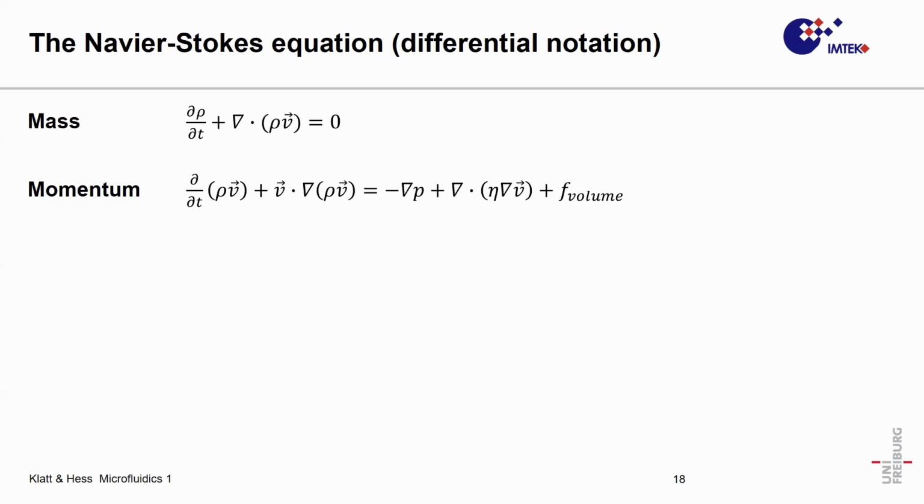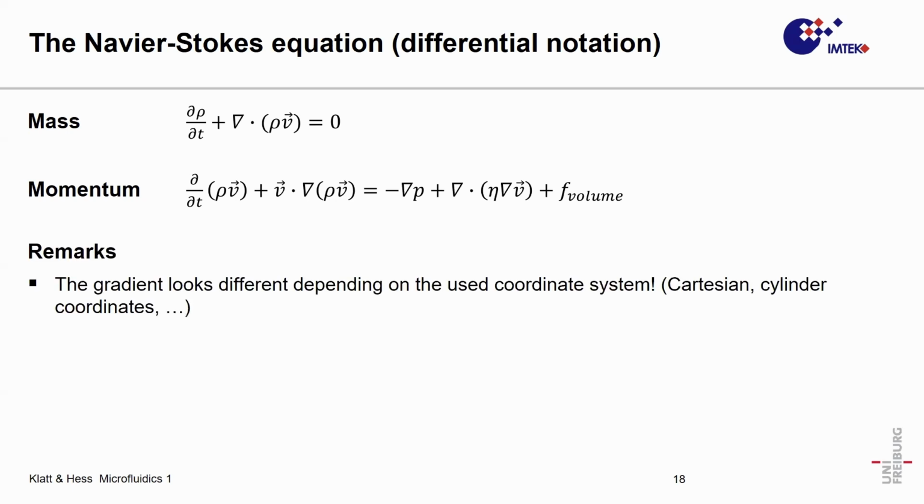Sometimes the energy conservation is also included in the Navier-Stokes equations, especially when thermal effects are considered. But historically, if you're talking about the Navier-Stokes equations, you mean the mass conservation and the momentum conservation and not the energy conservation. Then again, some remarks on those equations. The first thing I want you to remember is that the gradient looks different depending on the used coordinate system. We already discussed this in the first video, so please keep in mind that this is a tensor notation. And if you translate this notation into your coordinate system, it looks, of course, different.